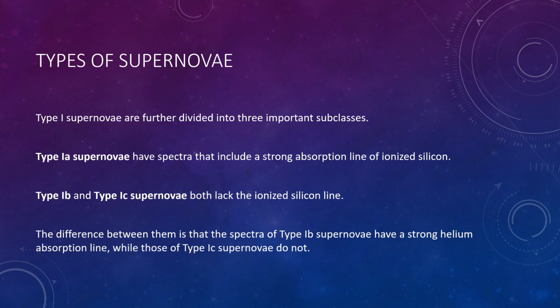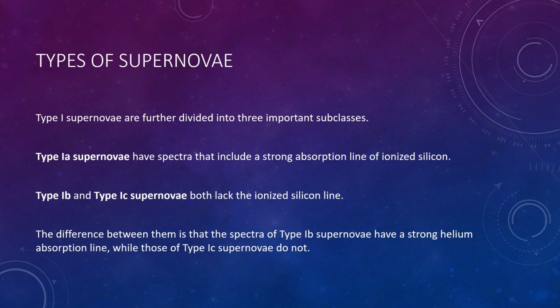Type 1 supernovae are further divided into three important subclasses. Type 1a supernovae, which is what I studied when I was in school, have spectra that include a strong absorption of silicon. Type 1b and type 1c supernovae lack the ionized silicon line. So it's hydrogen emission that separates 2 from 1, but it's absorption of silicon that separates 1a from 1b and 1c. The difference between 1b and 1c is that the spectra of type 1b supernovae have a strong helium absorption line, but 1c does not.